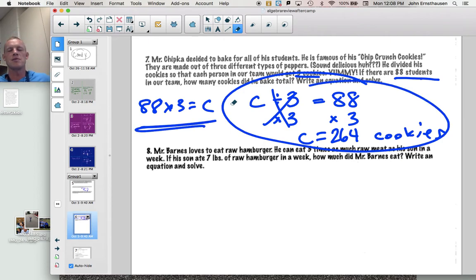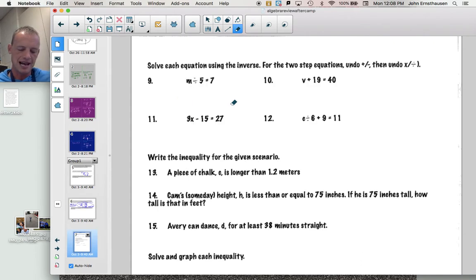Okay, number 8 is going to be a problem about Mr. Barnes eating raw hamburger. Set it up just like number 7. And I'm going to kind of walk you through the rest of this packet. Numbers 9, 10, 11, and 12, you're going to do the inverse. Remember, the inverse of adding is to subtract. The inverse of subtraction is addition. The inverse of multiplication is division. The inverse of division is multiplication. For 11 and 12, those are two-step equations. We always get rid of the addition or subtraction first.